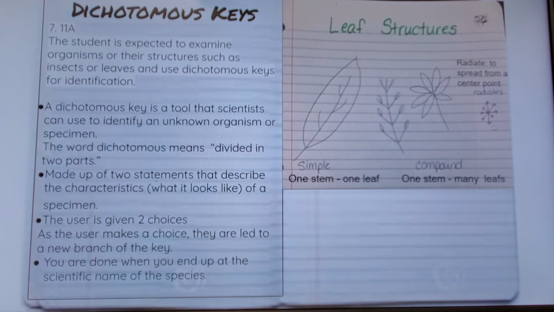Another word you're going to have to know is this word radiate. And the word radiate means to spread from a center point. So you see, here's the center point, and all the arrows come out from that center point. We're going to see some leaves, and this is an example of radiate right here, where the leaves all come out from this one point where they all attached. So get that into your notebook.